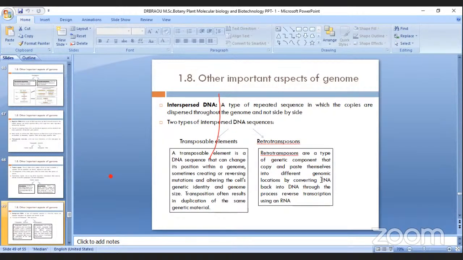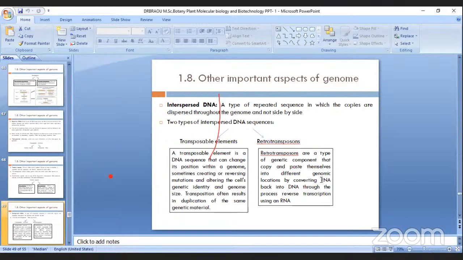Next one is interspersed DNA. First is tandem repeats and the second one is interspersed DNA, a type of repeated sequence. Here you again see a repeated sequence, but unlike tandem repeats, the repeated copies are not adjacent to each other. Again, there are two types of interspersed DNA sequences. The first one is transposable elements and the second type is retrotransposons.